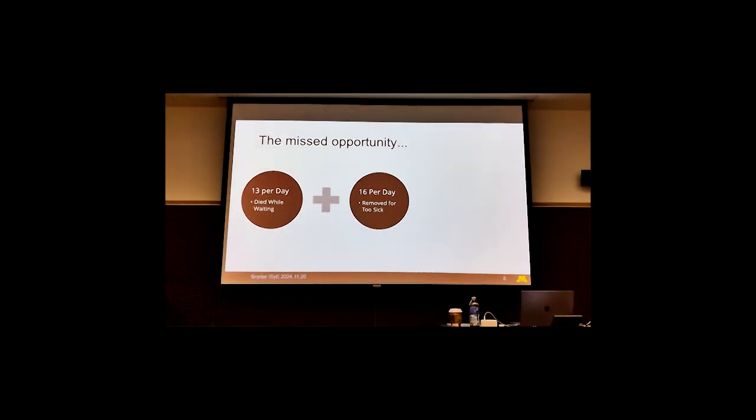An additional 16 per day are removed from the list because, the way I interpret it, we didn't find them an organ in time. We had to pull them off the list because they've now become too sick. Their physicians don't feel they would survive the surgery. So if you add those up, we've got 29 people a day that I think the system is failing to meet their need. The physicians thought these people could benefit from transplant, but almost 30 a day are being removed because we couldn't meet that demand for these patients.